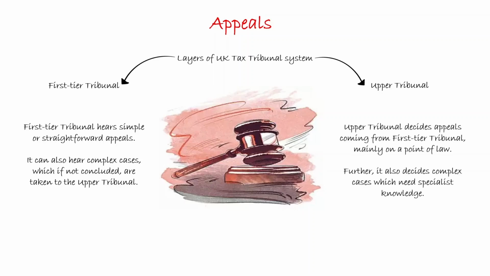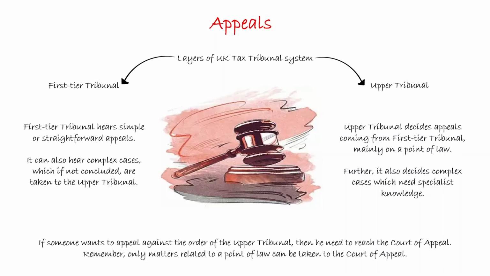The upper tribunal decides appeals coming from first-tier tribunal, mainly on a point of law. It also decides complex cases which need specialist knowledge. Hearings of the upper tribunal are held in public and its decisions are also published. If someone wants to appeal against the order of the upper tribunal, then he needs to reach the Court of Appeal. Remember, only matters related to a point of law can be taken to the Court of Appeal. And with this, we complete the theory part of this chapter.